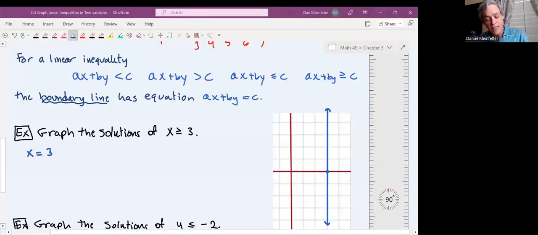So let's go ahead. Sorry about that, Zoom crashed again.